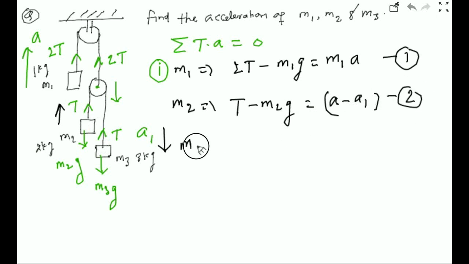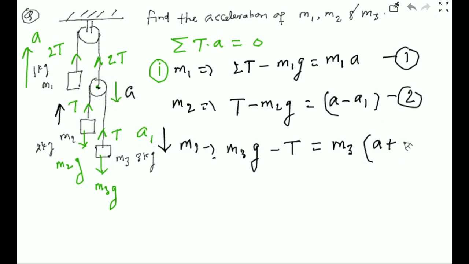Third, you have to write for M3. M3G is going in the downward direction, so M3G will be greater, so M3G minus T equals mass into acceleration. So M3, what about the acceleration? A1 is going, and the whole pulley is coming with acceleration A, so both are going to add: A plus A1. This is the third equation. You have to solve and you can get the answer.